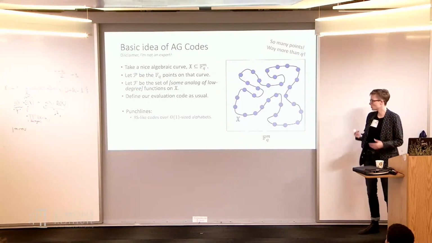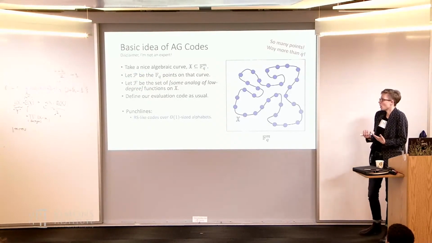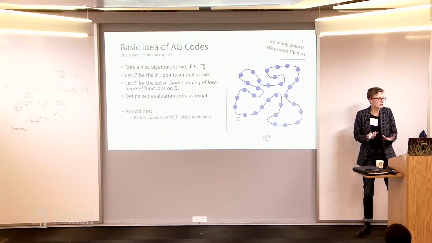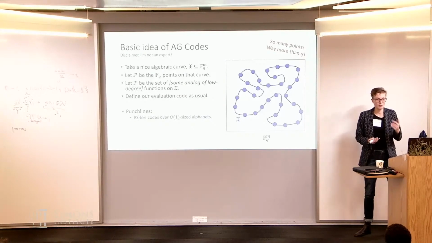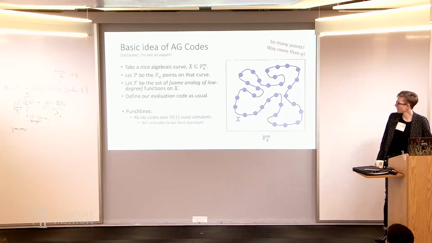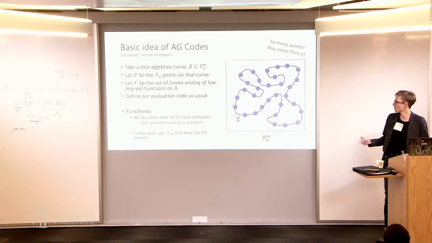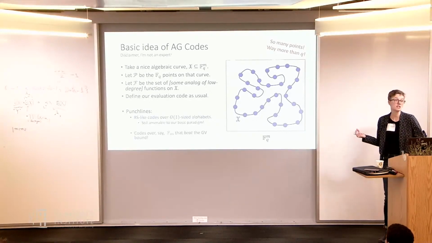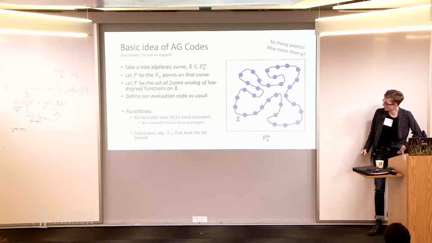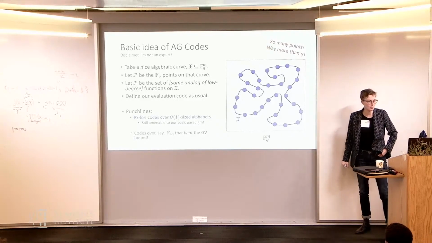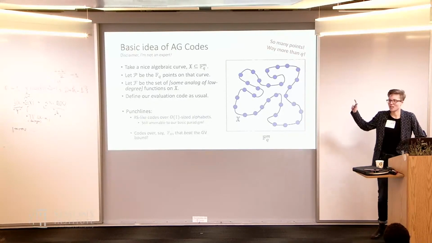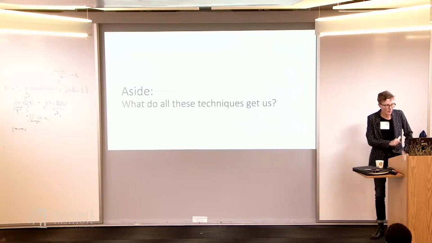So the punchlines are that you can get Reed-Solomon-like codes over constant size alphabets that are still amenable to this basic paradigm that we saw in the first talk: interpolate some polynomial, find its roots. In fact, you can even get codes over constant size alphabets that actually beat the GV bound. You just can't get binary codes. But there are codes over, let's say, F_49 that beat the GV bound. Cool. Okay, that's all I'm going to say about algebraic geometry codes. Ask a mathematician. They'll tell you more.